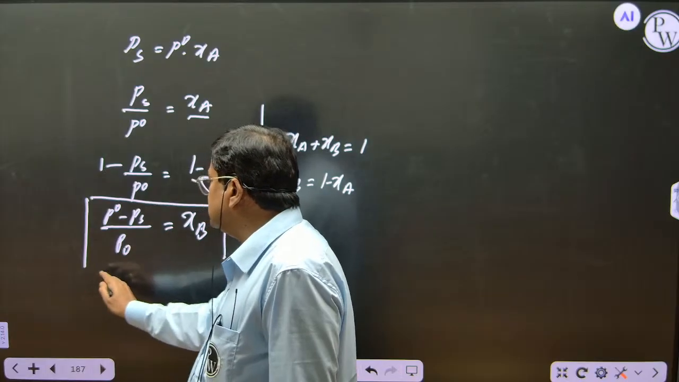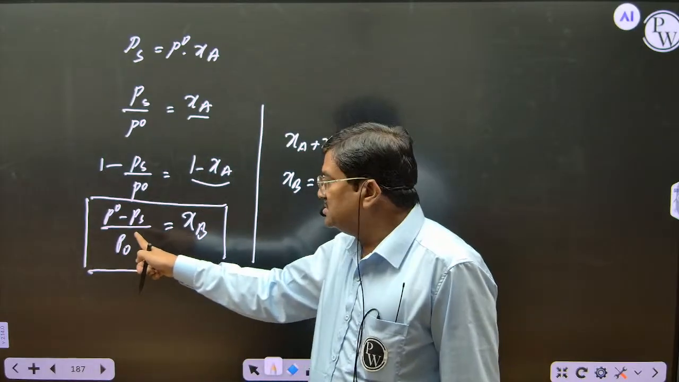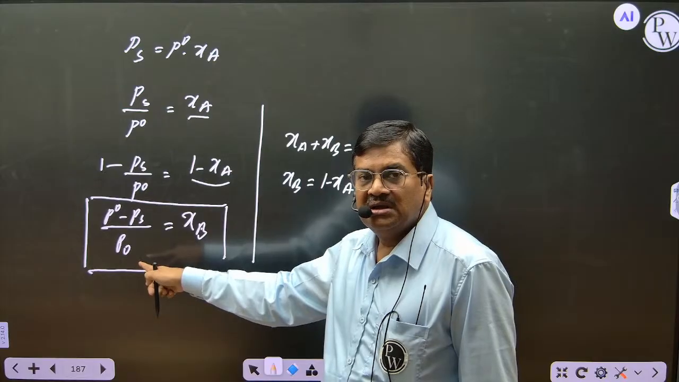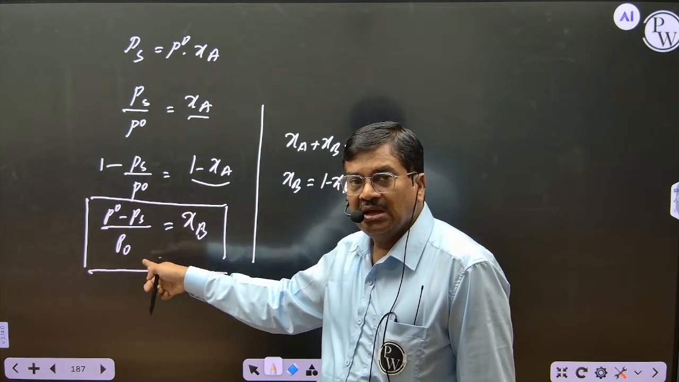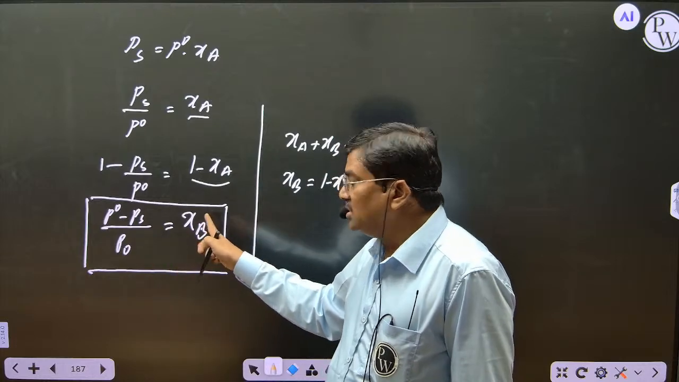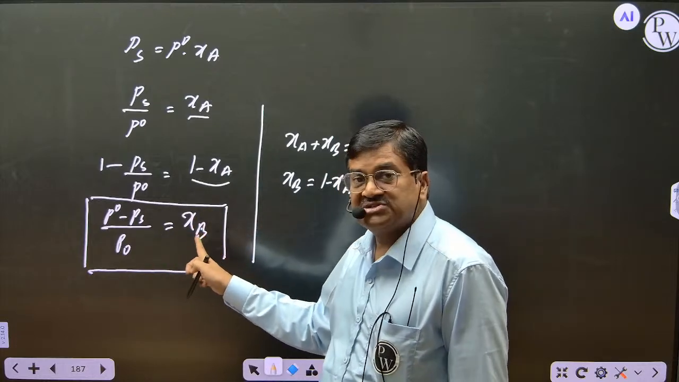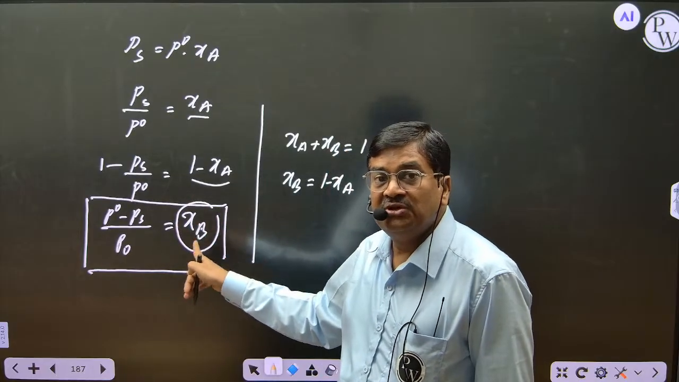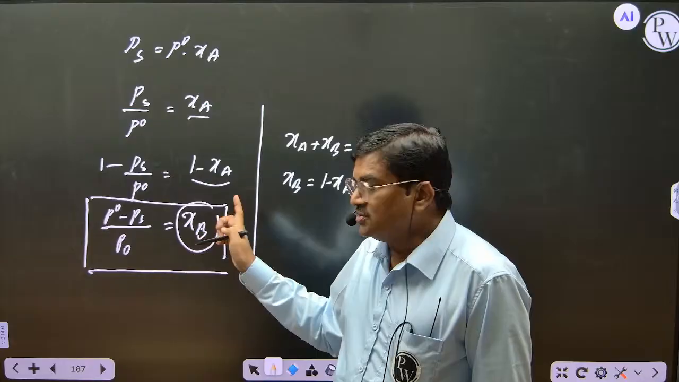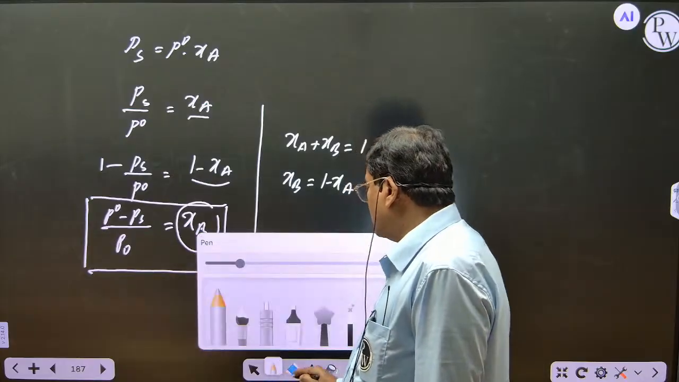What is this? This we already discussed, no? What is P naught minus Ps by P naught? Relative lowering of vapor pressure of a solution containing non-volatile solute. Now it doesn't depend on mole fraction of solvent. On whom does it depend? Mole fraction of solute. So what is the next statement given from Raoult's law?